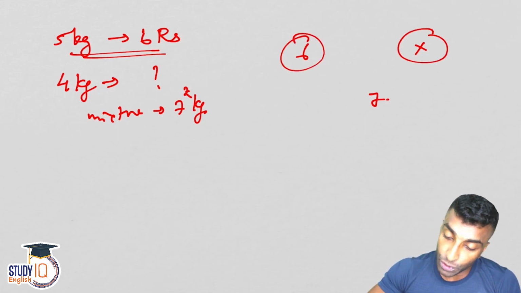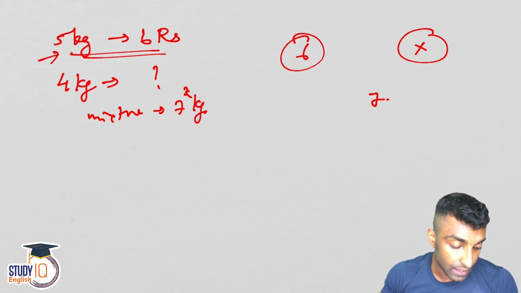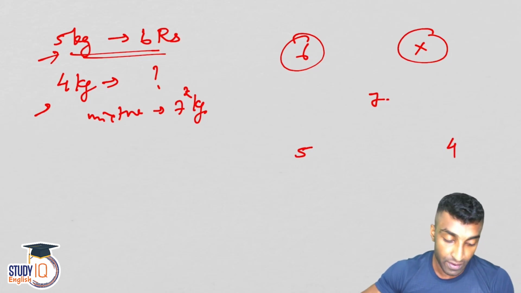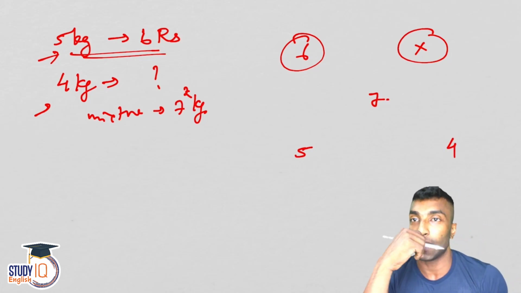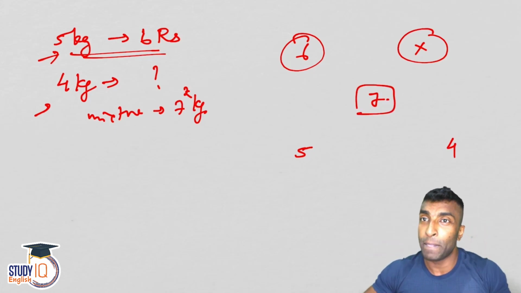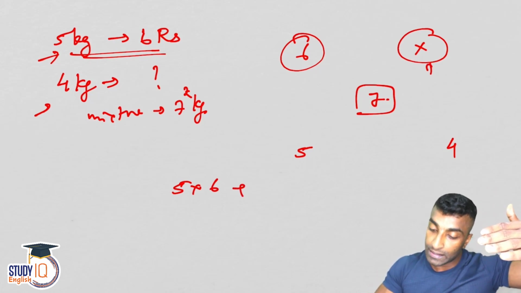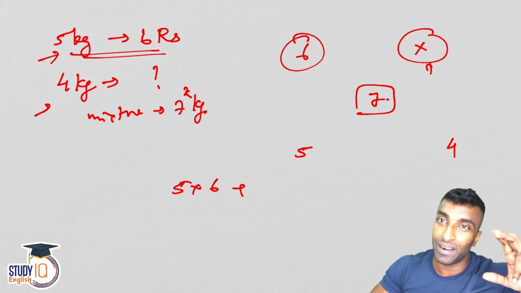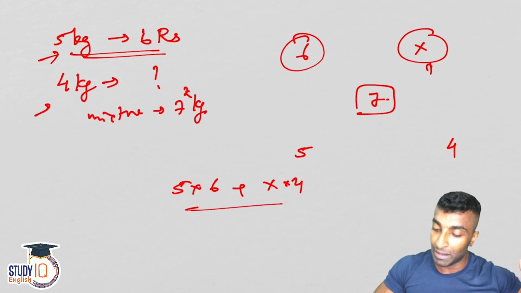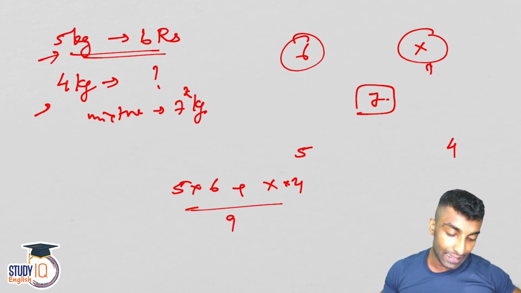So this price I don't know, right? But what I know is, this is 5 kilogram and this is 4 kilogram. So I can write here 5, I can write here 4. Now remember the concept of weighted average I have discussed. How are you going to get this 7? You get the 7 when you multiply 5 into 6 plus X multiplied by 4, divided by 9. I don't prefer to write x, y, etc., but here I am just explaining the logic.